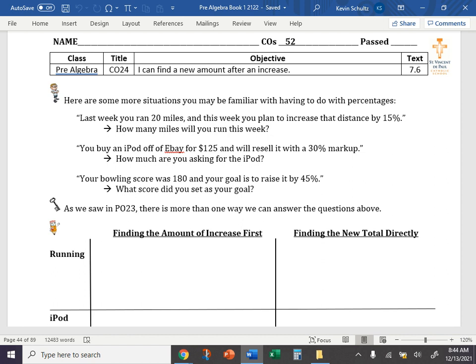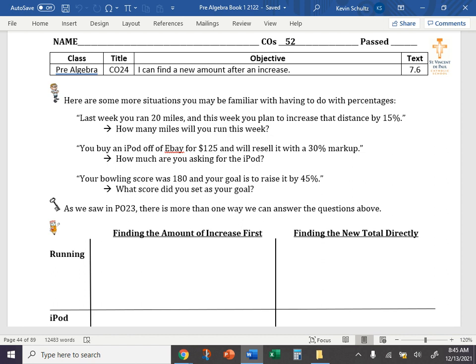So these are the types of situations that we're going to use this formula for. We are going to find a new amount after an increase. Okay, folks, at 3, 2, 1, you are quiet. Okay, we're finding a new amount after an increase.